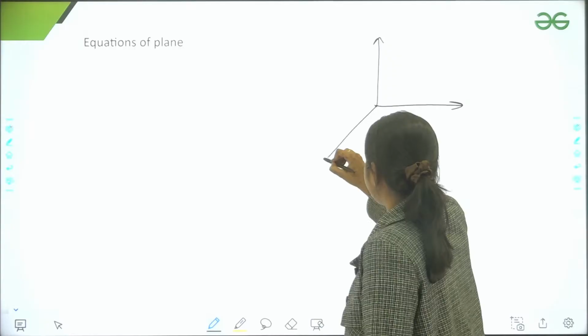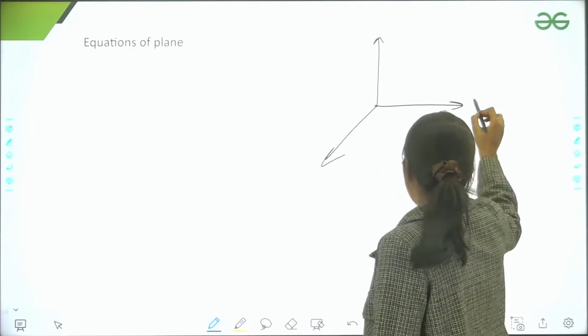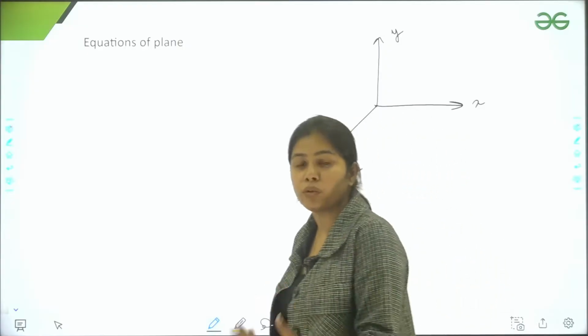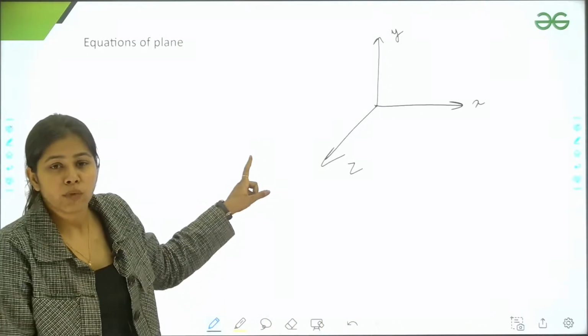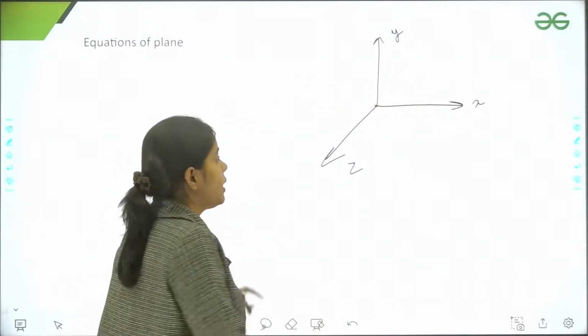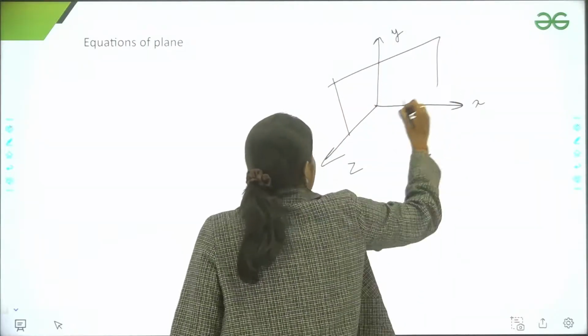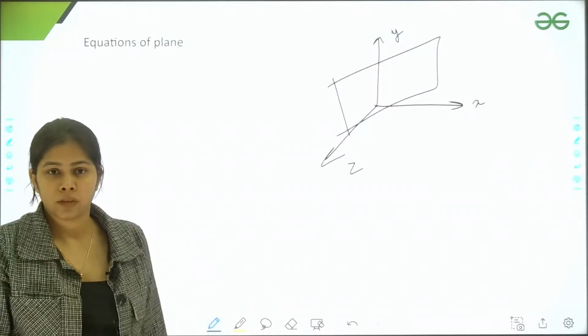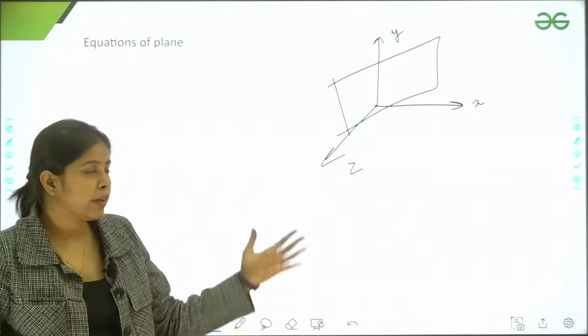3 dimensions, right? This is my x-axis, this is my y-axis, and this is my z-axis. Now I want to write out. Now in this case there would not be a line, right? If I take a line, that would be a 2D plane, right? Here we have a plane, right? We have a plane on which we have values x, y, and z, right? So in 3D structure we have a plane.